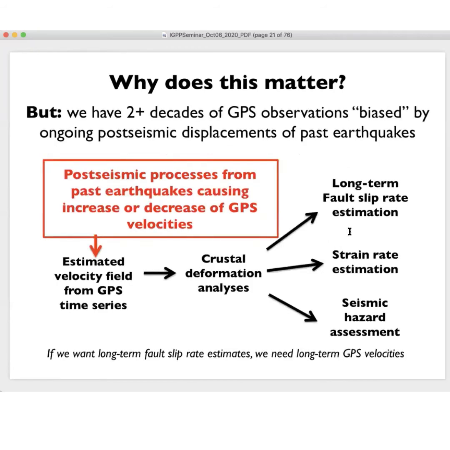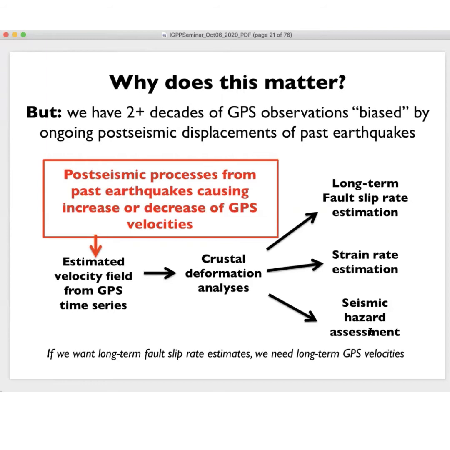So our problem here is that we have over 2 decades of these awesome high precision GPS observations, but they're potentially biased by these ongoing post-seismic displacements and these transients. These transients can cause an increase or decrease of GPS velocity, and that bias can then get folded into whatever estimated velocity field we get out of that GPS time series, and then it gets folded in again to whatever crustal deformation analysis you do with that data. And so the products that come out of those analyses, like long-term fault slip rates, strain rate estimation, and seismic hazard assessments, then have those post-seismic biases in them.